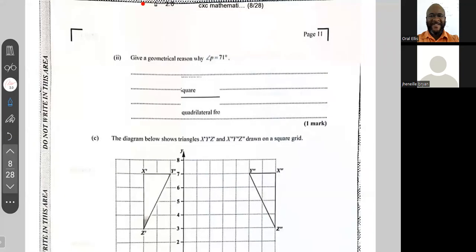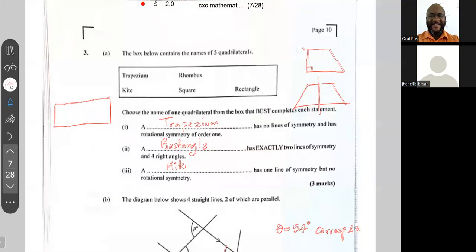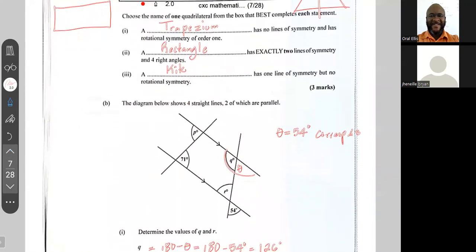Next, we're asked to give a geometrical reason why the angle P is equal to 71 degrees. All right, let's look back at it. We should be able to see clearly that the angle P is equal to 71 degrees because the 2 angles are alternate angles. Now, alternate angles are sometimes called Z angles, and alternate angles are equal. Alternate angles are formed when the parallel lines and the transversal are used to write a Z.